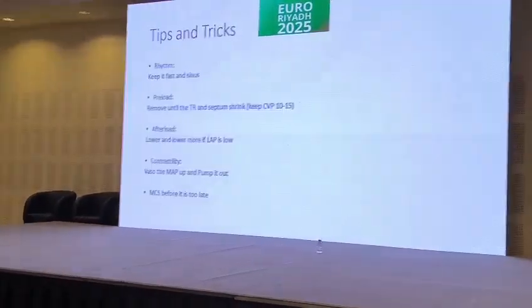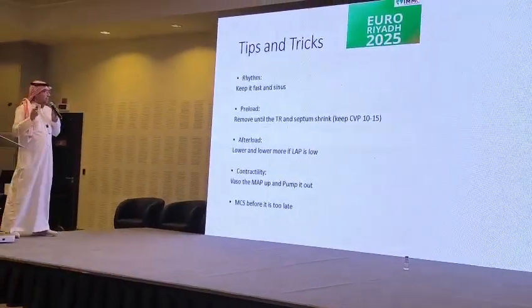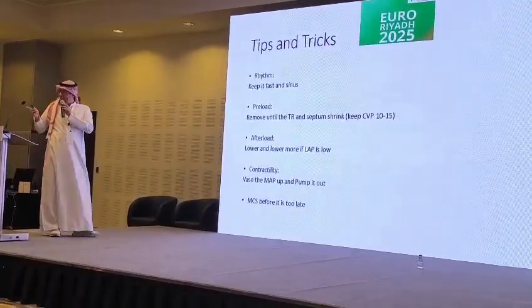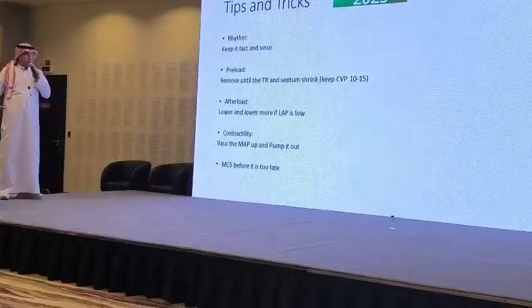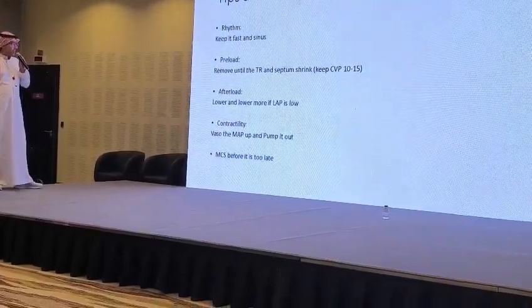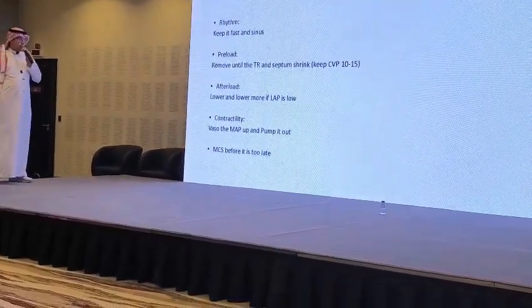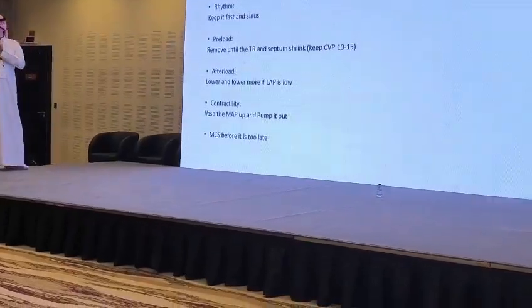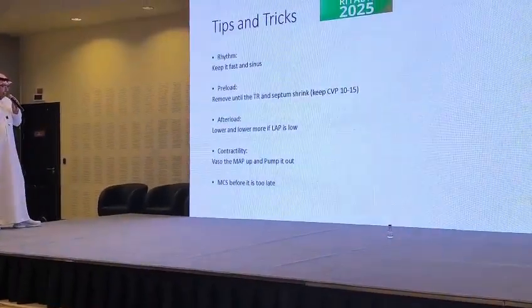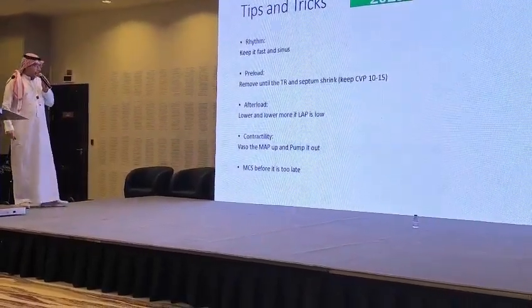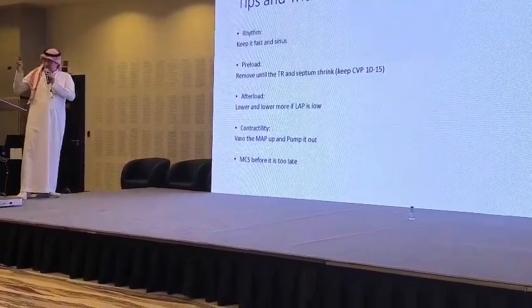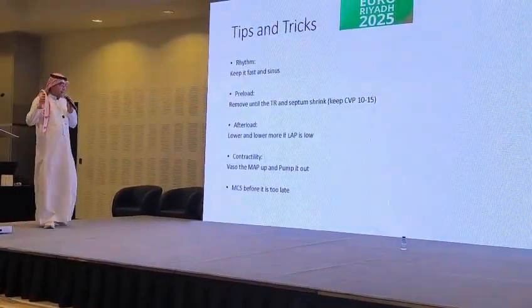So I'm almost done. So the tips and tricks: keep the rhythm fast and sinus, okay? So you need fast sinus rhythm. Preload, remove until the TR and septum shrink. Keep the CVP 10 to 15. For the afterload, lower and lower more if the left atrial pressure is low, or otherwise lower your left atrial pressure. For contractility, vasopressin, raise the MAP, and pump it out with dobutamine or milrinone. MCS before it's too late.